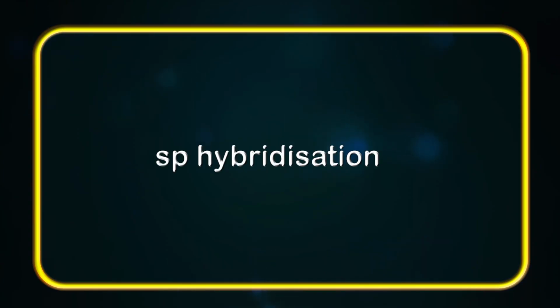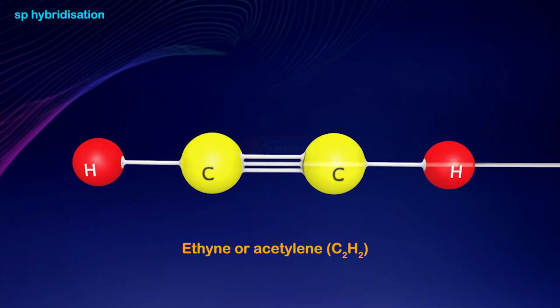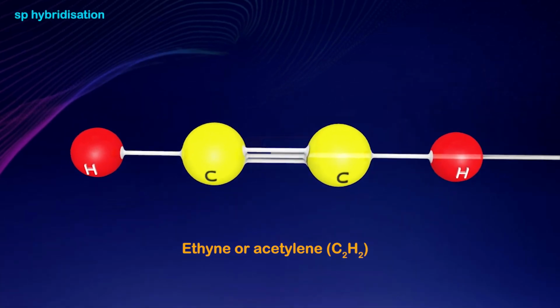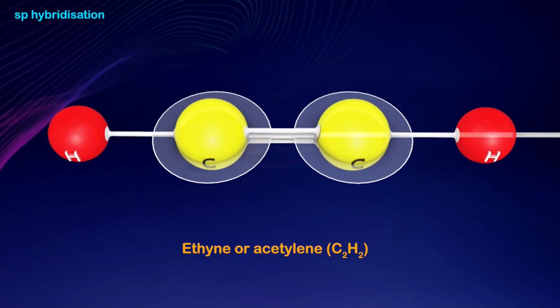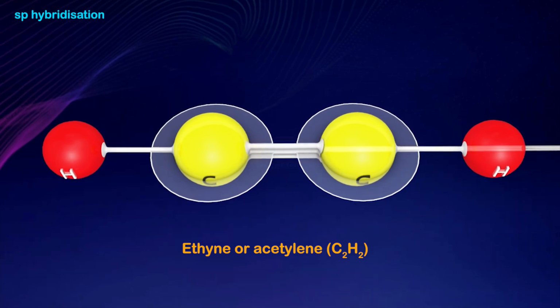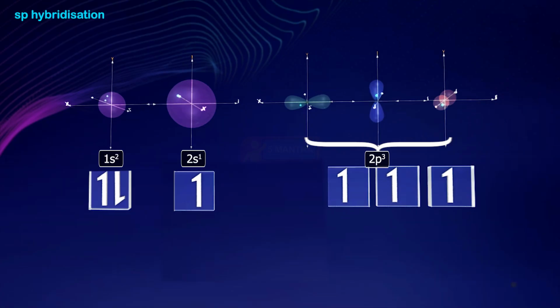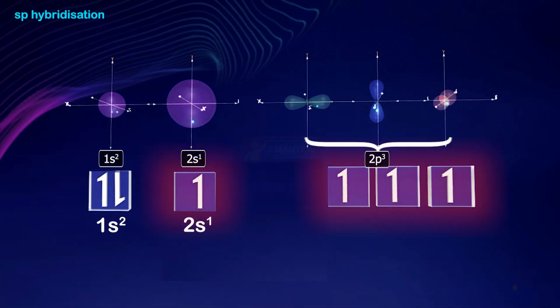sp hybridization. In ethyne or acetylene molecule, there exists a triple bond between two carbon atoms and a single bond between carbon and hydrogen for the two carbon atoms. It can be explained with sp hybridization. The excited state of carbon atom has 4 half-filled orbitals and electronic configuration is 1s2, 2s1, 2px1, 2py1, 2pz1.